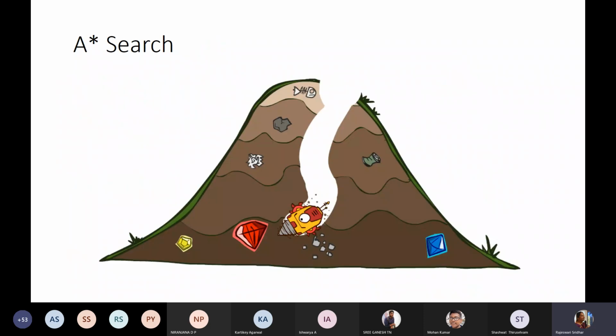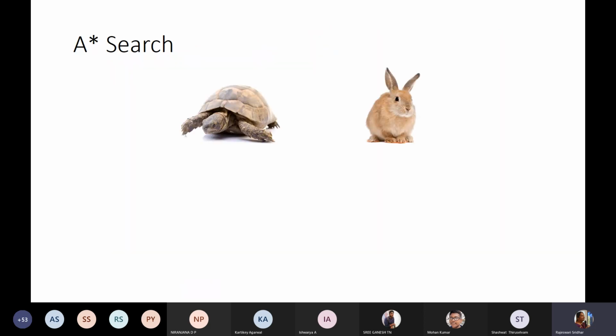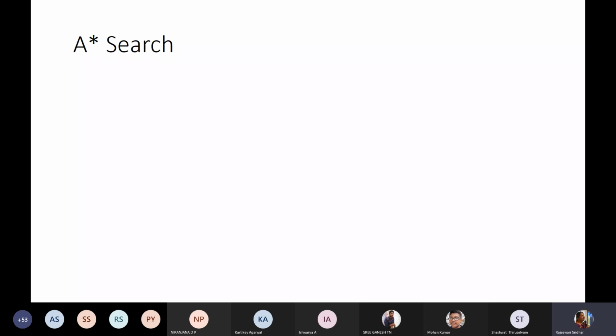Then the next search, which was used for a very long time in all gaming and other search algorithms, is A star search. You also have a variation of this called memory bounded A star, or MA star, or the simplified memory bounded A star called SMA star. This A star search is again greedy, but it is based upon two functions as against a single heuristic function. The problem that was discussed with best first search was that you always looked at the straight line distance from the new state to the goal state.